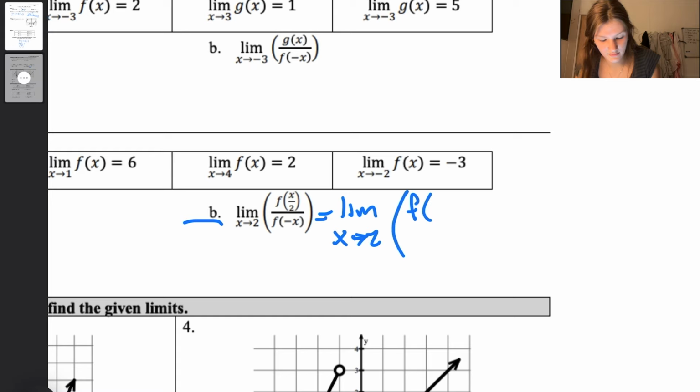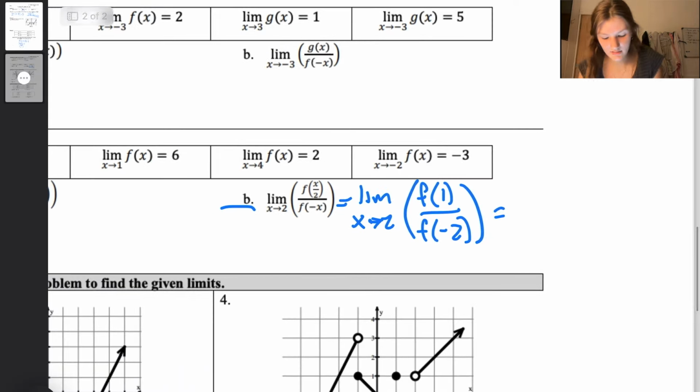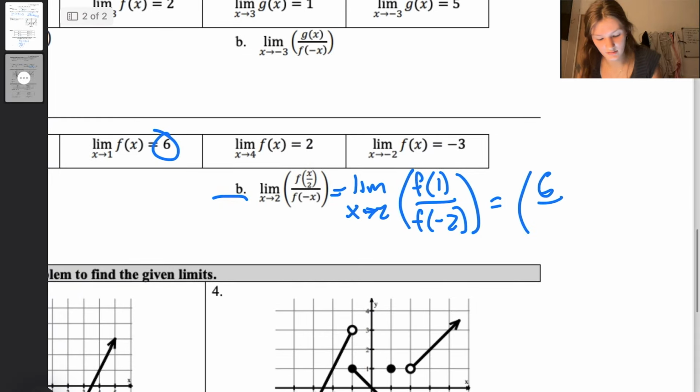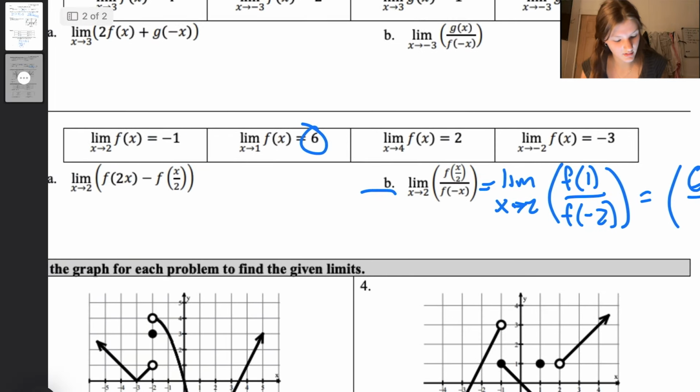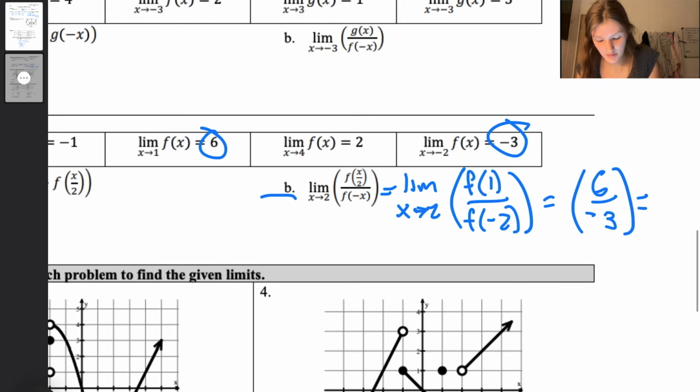So f, what's 2 over 2? 1 over f of negative 2. So now we just plug this in. We get, what's f of 1? The limit of this is 6. So 6 over the limit of f of x as x approaches negative 2. It's going to be negative 3. This altogether is equal to negative 2.